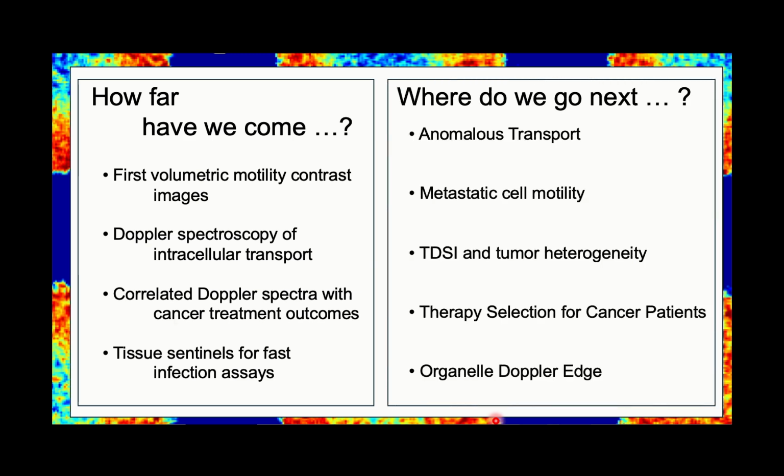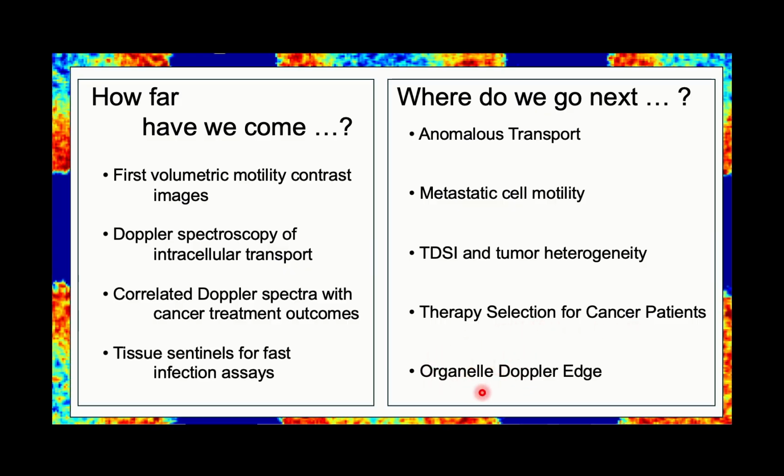So where do we go next? Well, we're still working on anomalous transport. We really want to nail down sort of the smoking gun for Levy transport inside a living tissue. And so we're working on that. The very low frequency results using the Fresnel biprism actually open up an opportunity to look at metastatic cell crawling. And so we're going to be looking at that, digging a little bit deeper into tumor heterogeneity. Also, as I said, ideally we'll get to therapy selection for cancer patients.